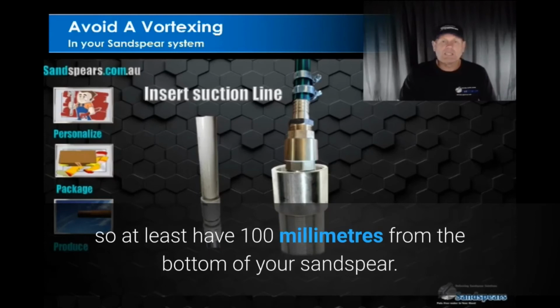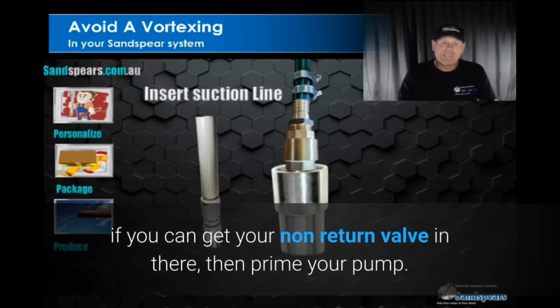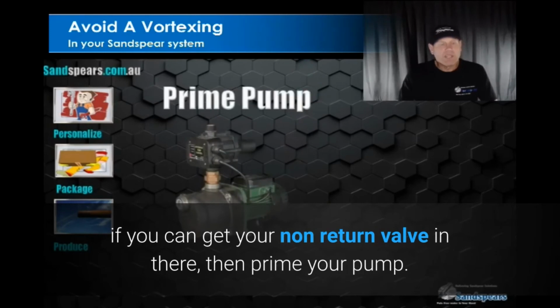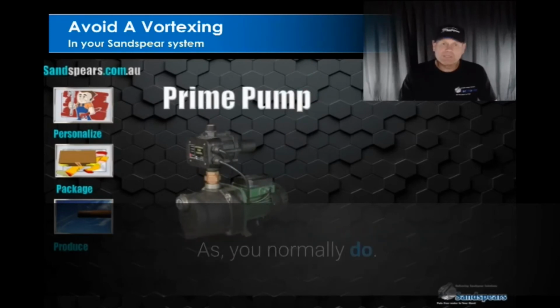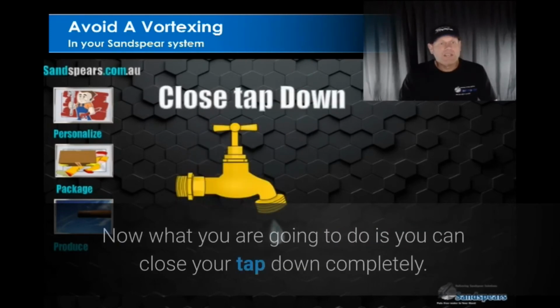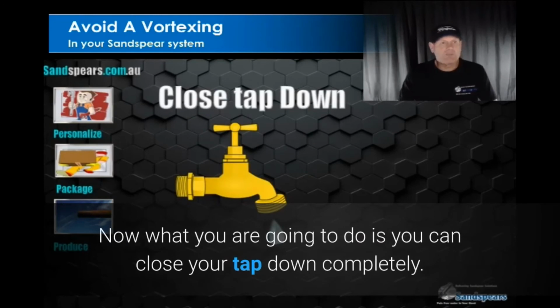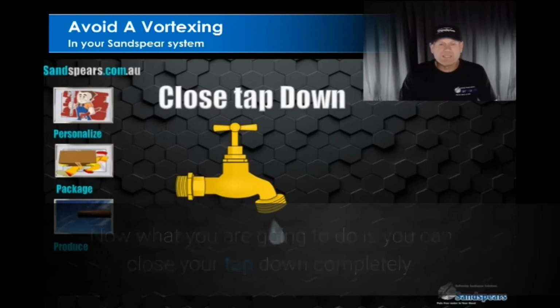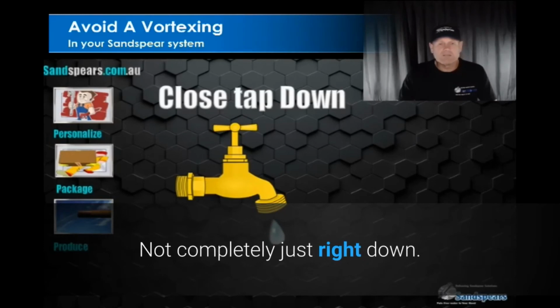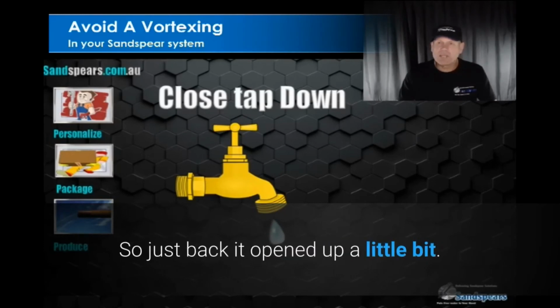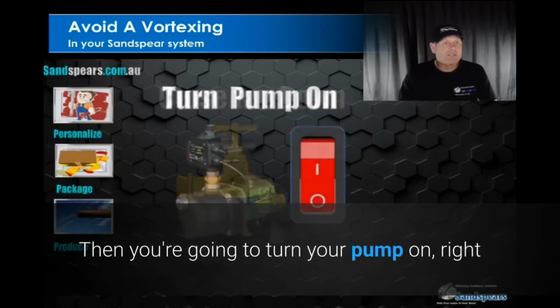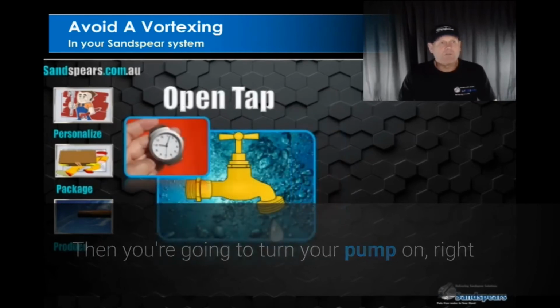So at least have 100 millimeter from the bottom of your Sandspear if you can get your non-return valve in there. Then prime your pump, as I normally do. Now what you're going to do is you can close your pump tap down, not completely, just right down, and then back it open a little bit. Then you're going to turn your pump on, all right.